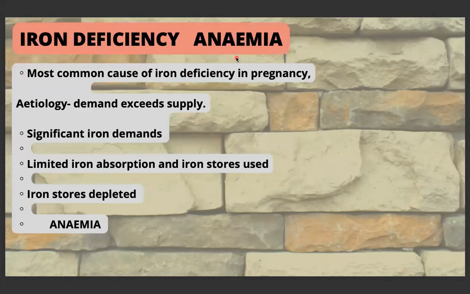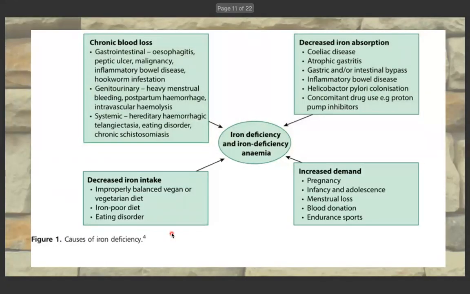Iron deficiency anemia, as we say, there is iron deficiency anemia, or folic acid anemia, or B12 anemia. Iron deficiency is the most common cause of anemia in pregnancy, because here the demand exceeds supply. So there will be significant iron demand, limited iron absorption, and iron store use, with iron stores depleted. All these will lead to iron deficiency anemia.